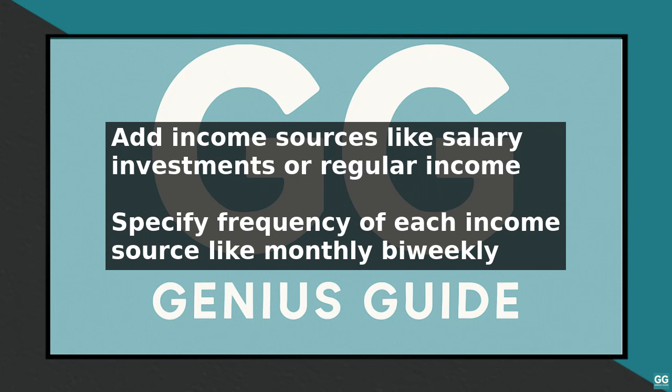Next, you will be asked to add your expenses. Wally allows you to categorize your expenses into different groups such as housing, food, transportation, and entertainment. You can also add custom categories to fit your specific needs.